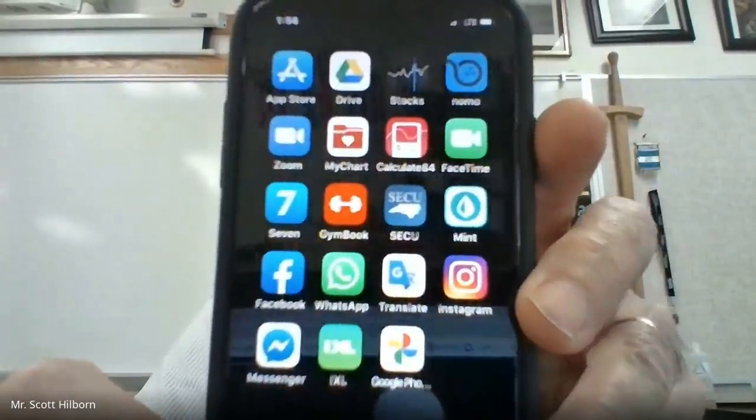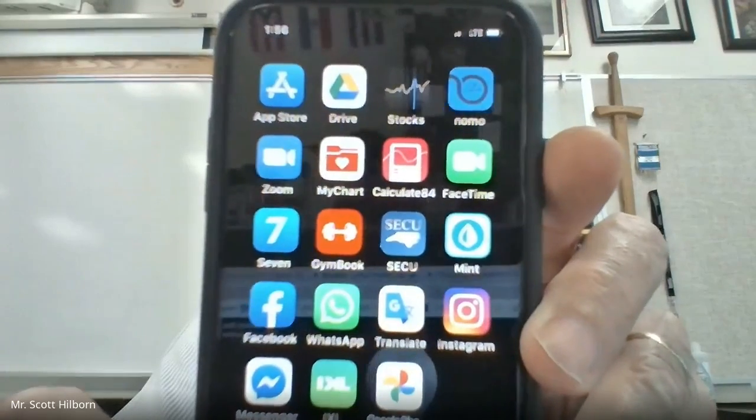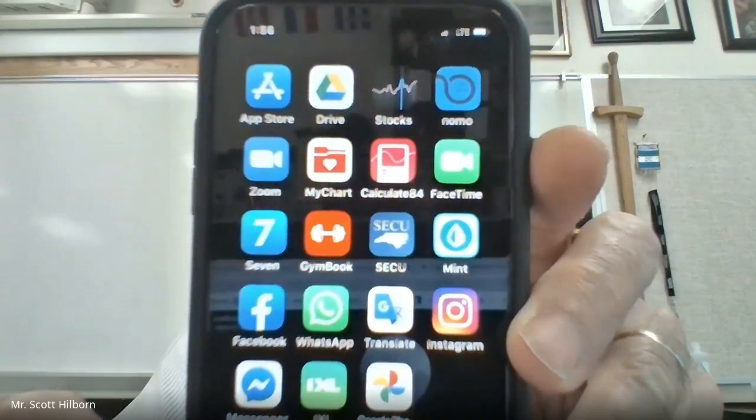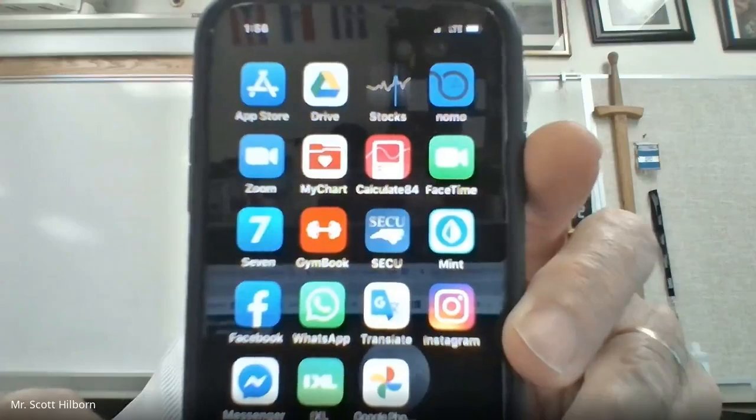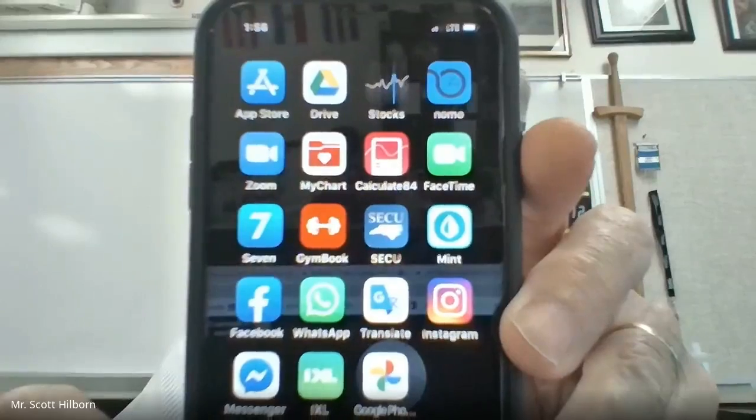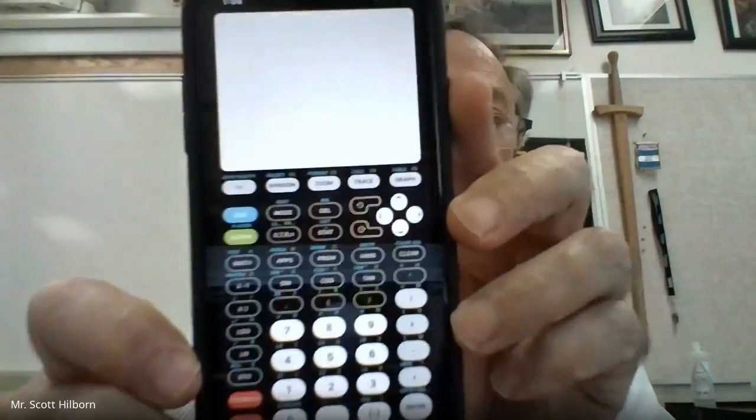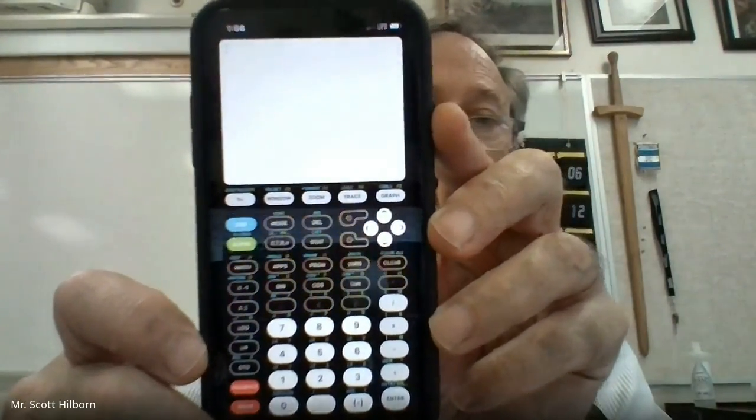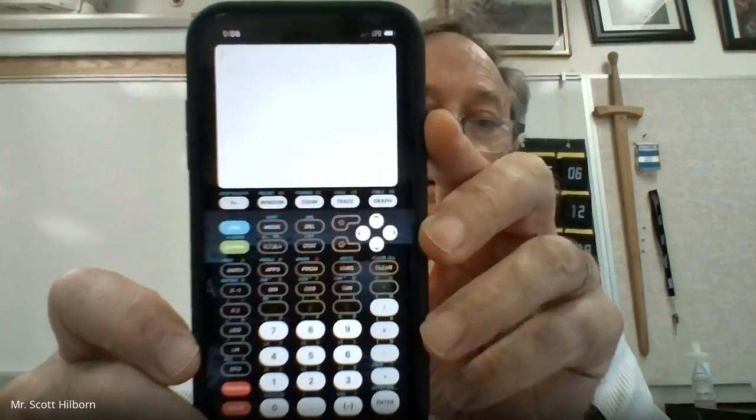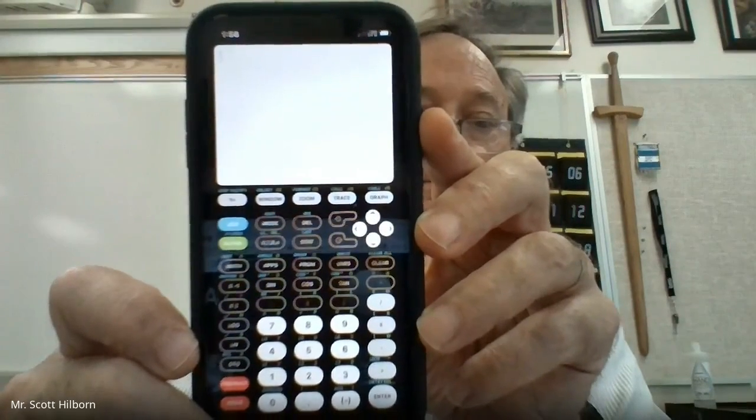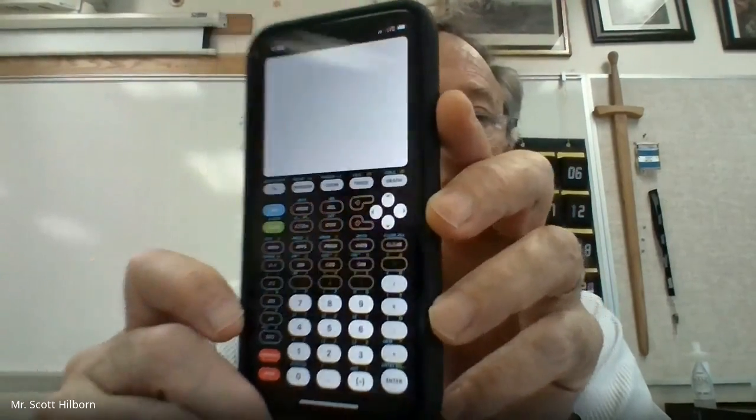Okay, can you see in pink, it says calculate 84 in the second row from the top? Yep. All right, download that app. It's free. And when you do, it looks just like graphing calculators that we're used to using. So that's a free one. All right, I'm going to go ahead and stop this recording.